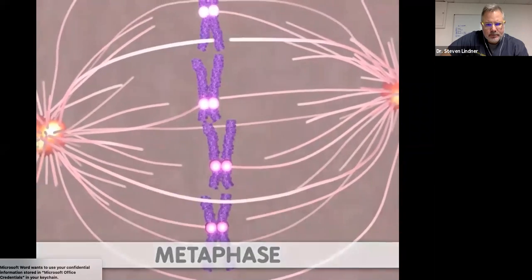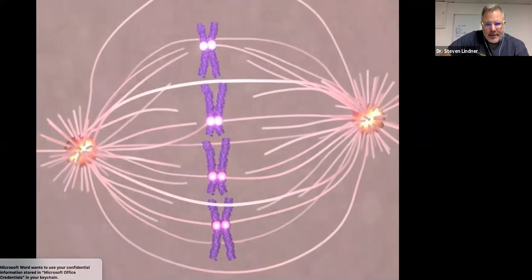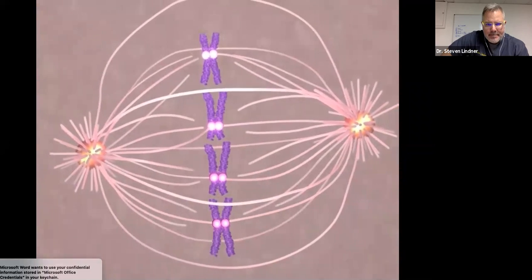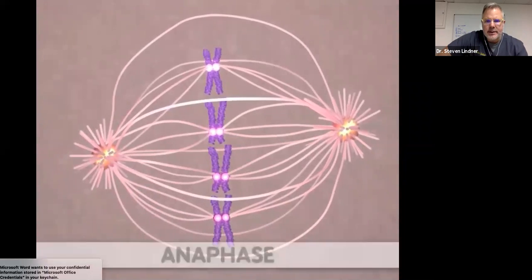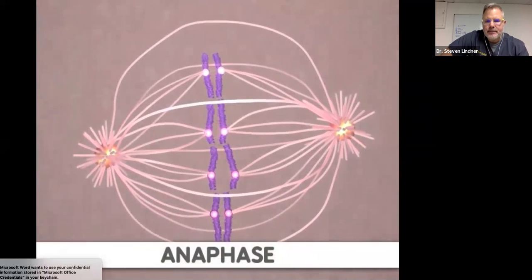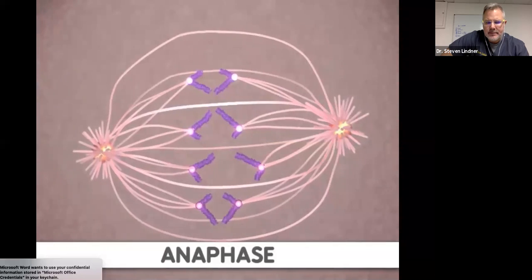Now the sister chromatids are ready to be separated. In the middle, they're aligned, which occurs during metaphase. Anaphase occurs through a shortening of the microtubules attached to the kinetochores. Shortening pulls them away. Additionally, the poles of the cell move farther apart, causing increased separation of sister chromatids.